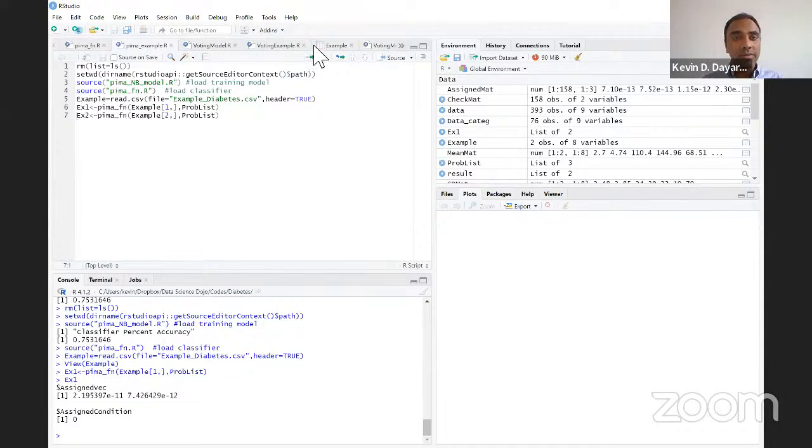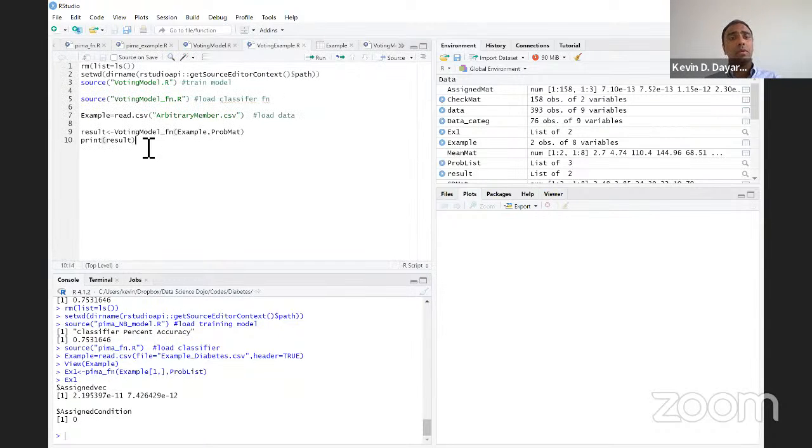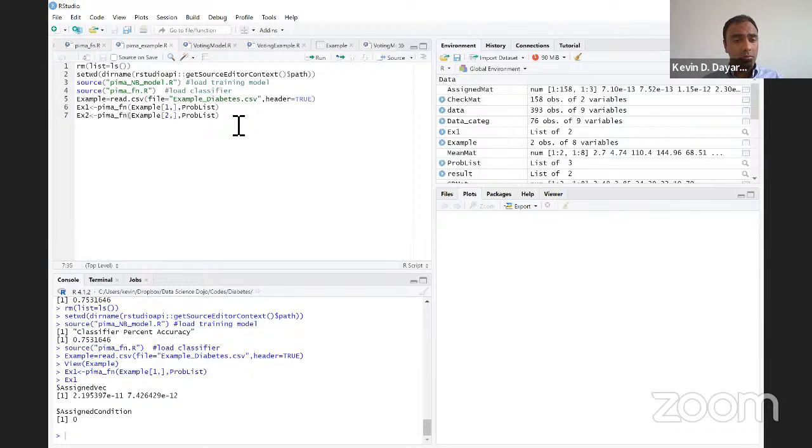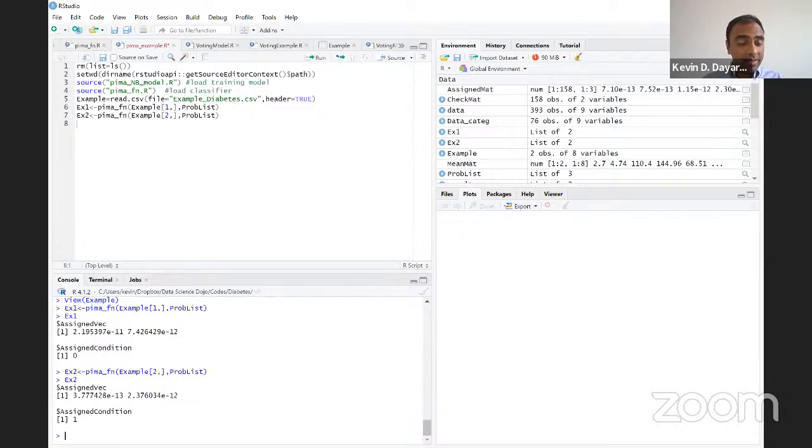How about the second one? That would be this patient that was pregnant 6 times and had a plasma glucose concentration of 154 and a blood pressure of 99. Let's do it right here, EX2. And in this case, the person is predicted to have diabetes based on the factors that were present.